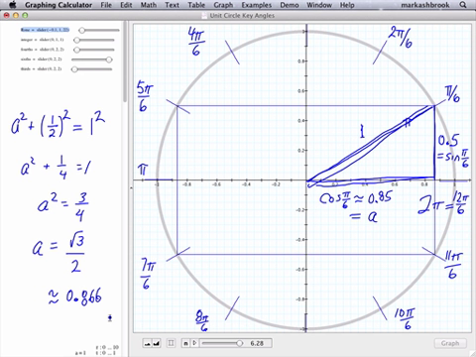Okay, so review with the person next to you. Do the sine and cosine of all 4 of those angles. So what's the sine and cosine of pi over 6? What's the sine and cosine of 5 pi over 6? 7 pi over 6? 11 pi over 6? Go. Take a minute to do it.